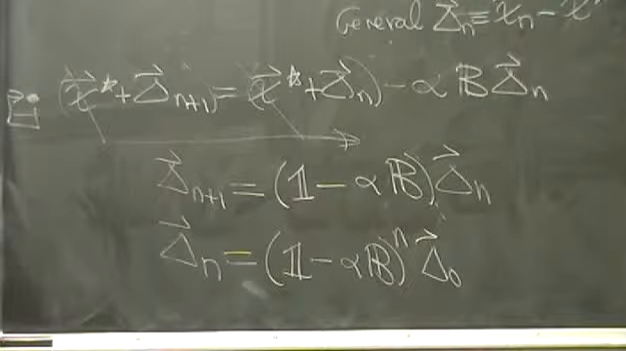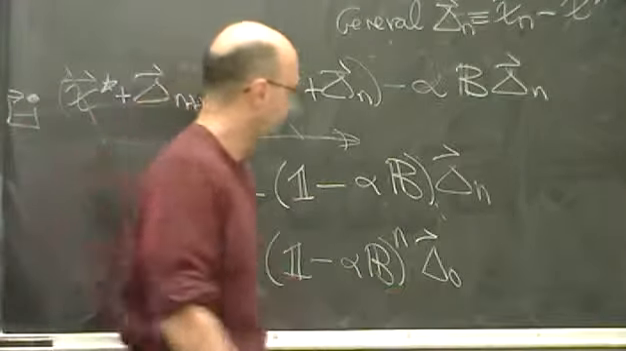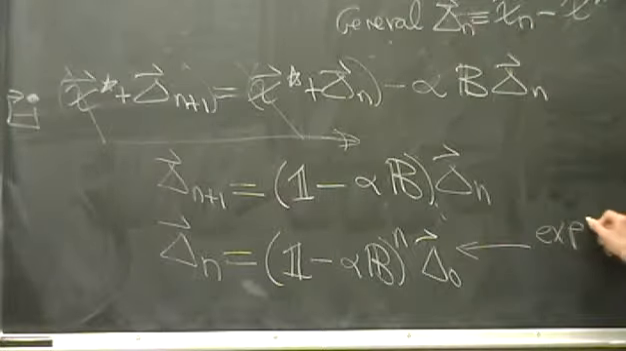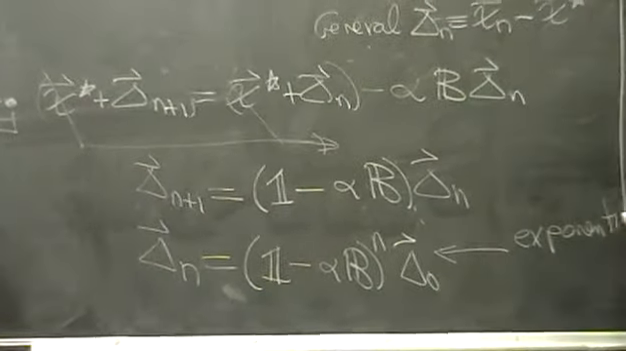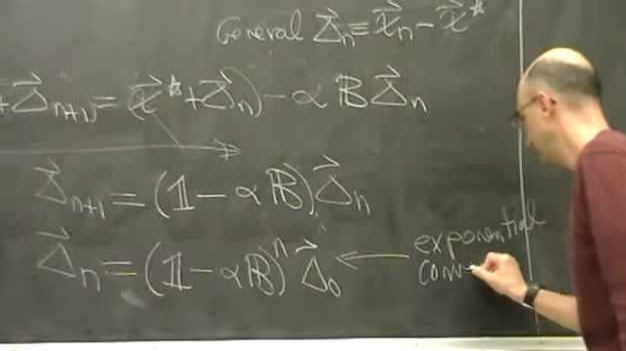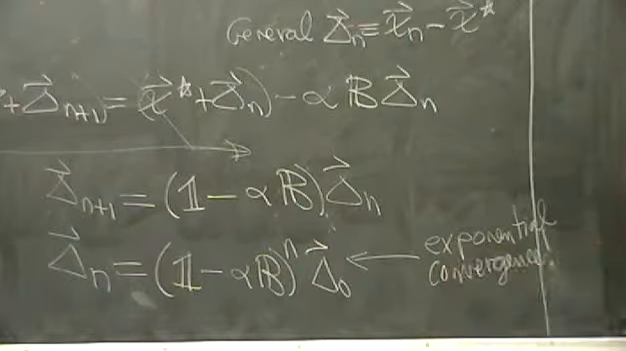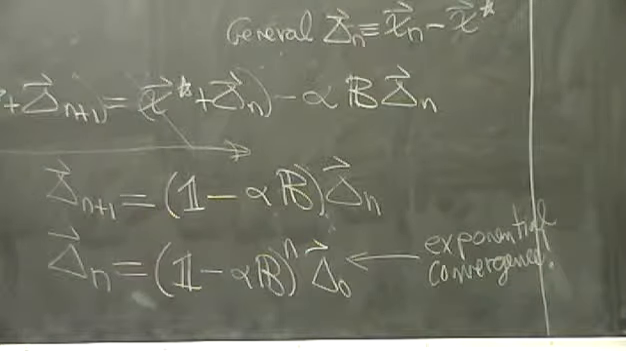So we're going to expect then that these kinds of algorithms are going to give us some kind of exponential convergence. So even good old steepest descent isn't that crazy.